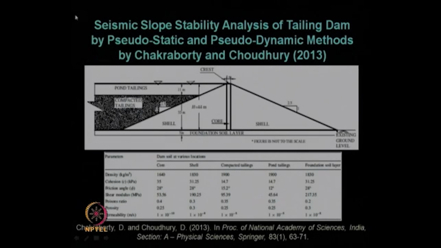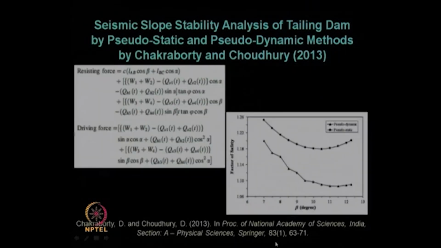Also, we conducted the seismic slope stability analysis of this tailing dam using both the pseudostatic approach as well as the new method of pseudodynamic approach we have elaborated in a couple of previous lectures. And this is just an assumed tailing dam section. This is not the actual one. The previous one was the actual one. This is the assumed one. So, these results are available in the publication Chakrabarty and Chaudhary 2013 in the Proceedings of the National Academy of Sciences, Springer publication. This is the volume and page number.